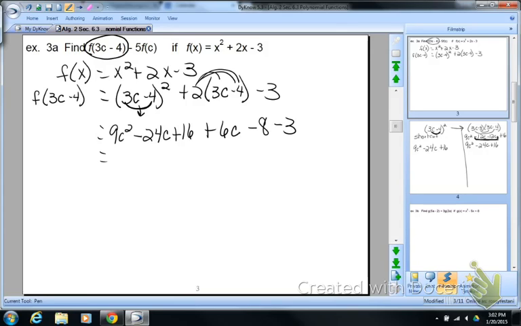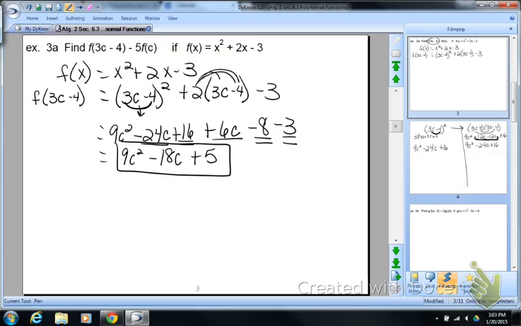Now we need to clean this up a little bit. Do I have anything to combine the 9c squared with? No. Negative 24c and a positive 6c is a negative 18c. And then combine 16 minus 8 is 8. 8 minus 3 is 5. So that is part 1. I'm going to box it so that I know that is part 1. That's doing the f of 3c minus 4.